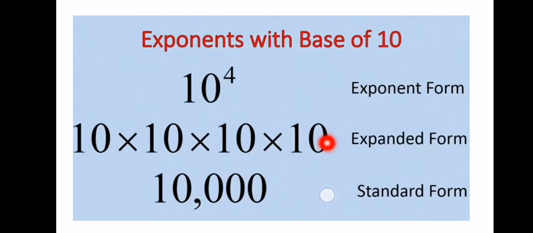How to make it standard form? Multiply them together: 1, 2, 3, 4 zeros. Here it is. 1 times 1 times 1 times 1 will give me 1. So if you see 10 to the 4th power, how many zeros do you have directly? The exponent will tell you. It means that you have 4 zeros. Let's see how this will help us.